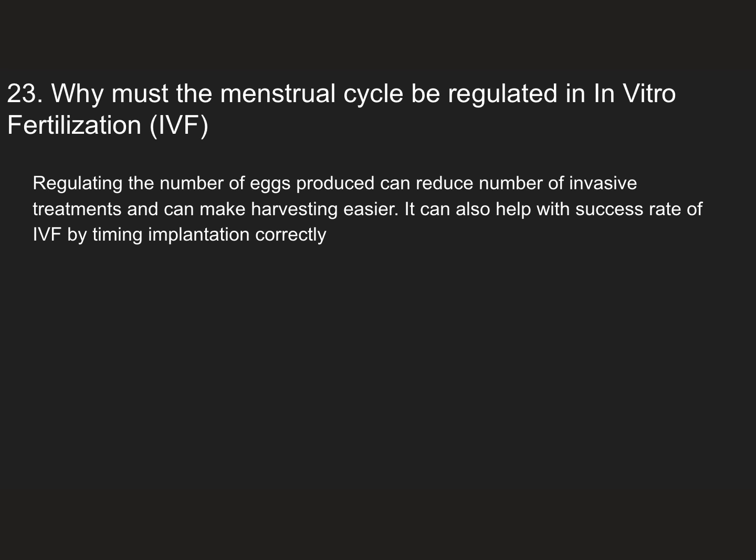In vitro fertilization tends to be a very invasive process. When they control the menstrual cycle, they can regulate the number of eggs produced, and that way they can get more eggs in a cycle than they might if they didn't control it. It can also make harvesting those eggs easier. And it can help with the success rate of IVF by timing implantation correctly. It has to happen at a certain time in the process, and when they can control it with medications, they can time it more exactly, which will hopefully help the success rate.